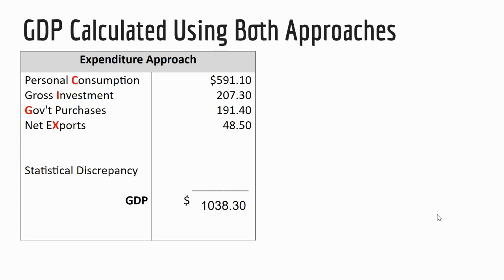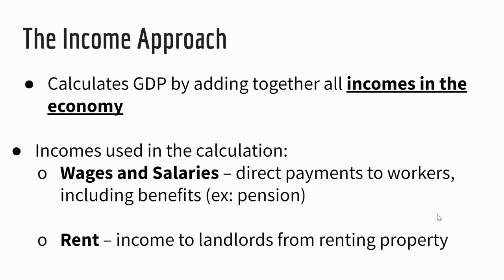And while I would love for us to just be done and have a little celebration, we're not quite there. Because as I mentioned, we have to do both approaches. So the next approach is the income approach. This calculates GDP by adding together all the incomes in the economy.